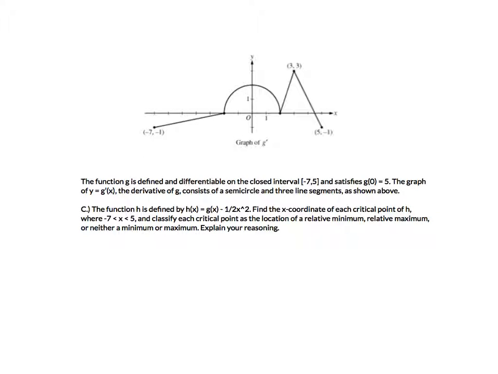Alright, so this is 2010 5C. The function g is defined and differentiable in the closed interval -7 to 5 and satisfies g of 0 equals 5. The graph of y equals g prime of x, the derivative of g, consists of a semicircle and 3 line segments as shown above.